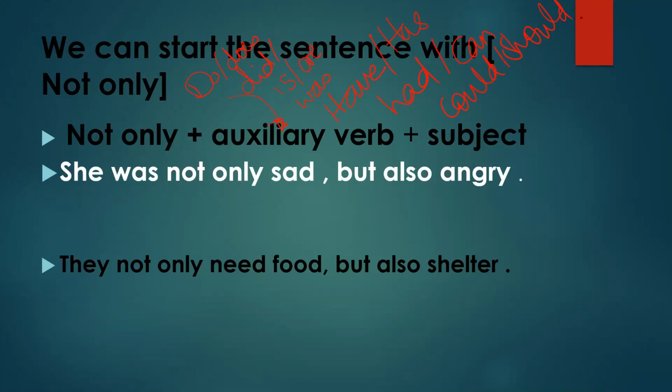So I cannot write "not only" without being followed by an auxiliary. Then the subject. I have to form a question for it. So if you have a look here at our sentence, she was not only sad, but also angry. So this is the normal rule. If I want to start my sentence using "not only", how can I do it? What is the verb here?